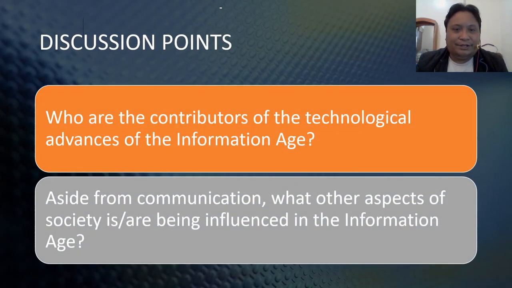So for the discussion points for your assignment, who are the contributors of the technological advances of the information age? And the next question will be, aside from communication, what are the other aspects of society being influenced in the information age?